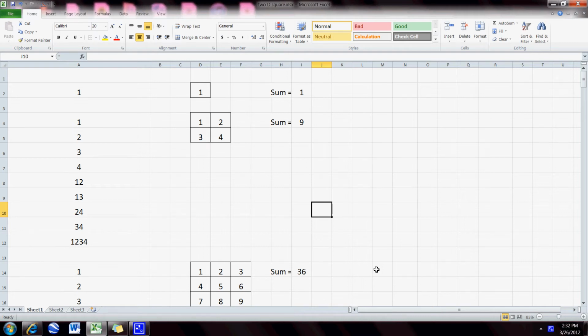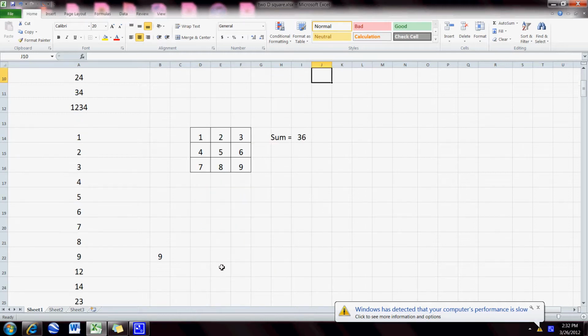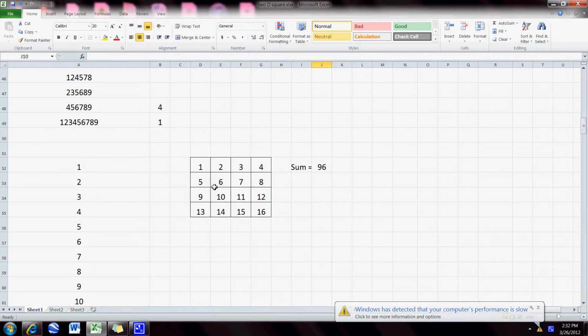Okay. Hello, everybody. We are doing a mathematical problem with squares of various dimensions. A 1 by 1, a 2 by 2, 3 by 3, and a 4 by 4.